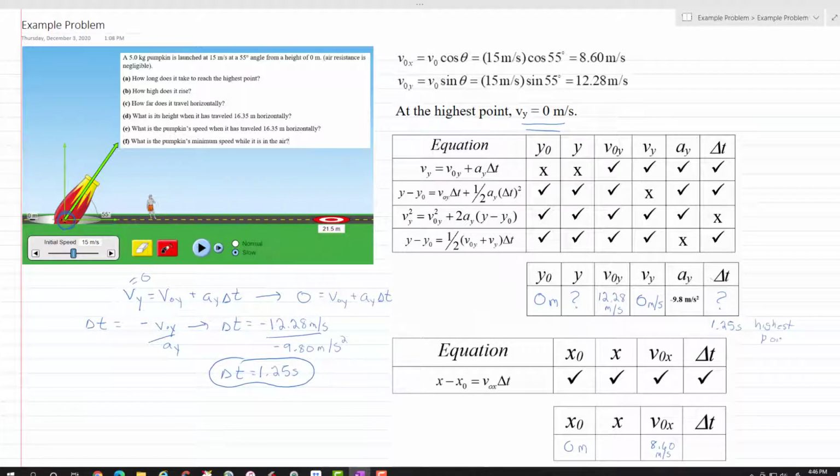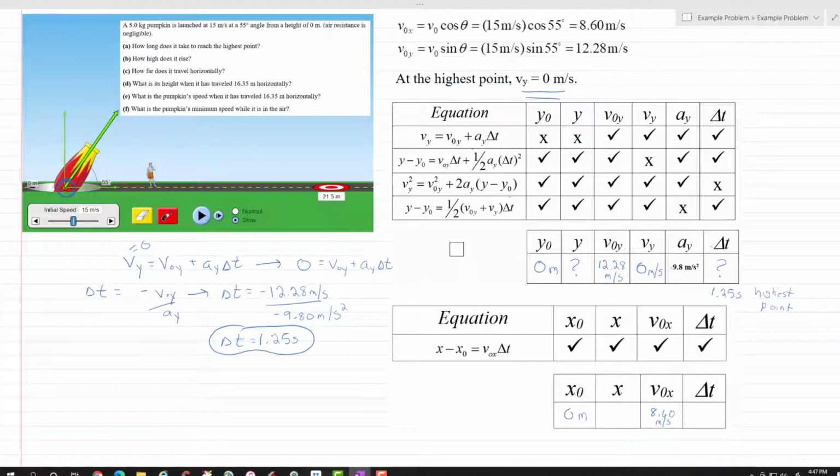And now we can use that to figure out how high does this object rise. What I'm really looking for is what is y when t equals 1.25 seconds. Well, I have a few different equations I could use to calculate this. I could use y minus y naught equals v naught y delta t plus 1/2 ay times delta t squared. I could also use vy squared equals v naught y squared plus 2ay times y minus y naught. Or I could use y minus y naught equals 1/2 times v naught y plus vy times delta t. It doesn't matter which one you use. Let's just use the last one.